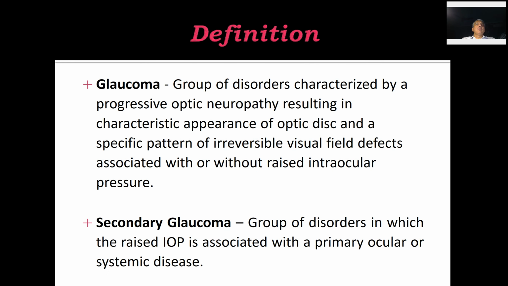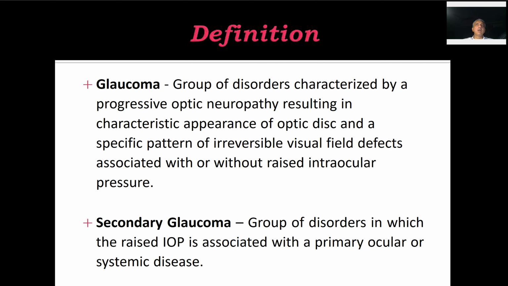We'll go through the definition once again. Glaucoma is a group of disorders characterized by a progressive optic neuropathy resulting in characteristic appearance of the optic disc and a specific pattern of irreversible visual field defect, associated with or without raised intraocular pressure.